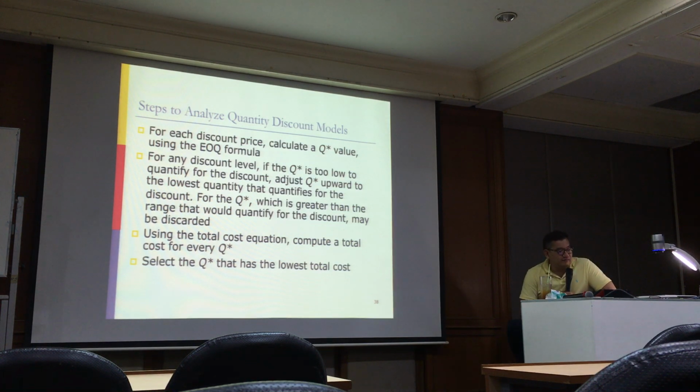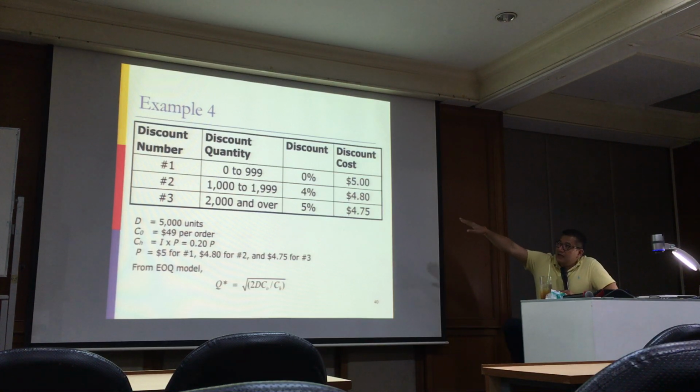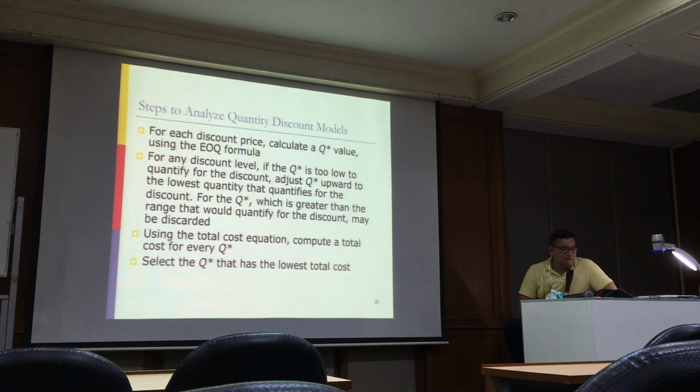First, we base it on the discount, as I mentioned, where there are discount ranges. For example, in this case, if you order up to 999, you get no discount. If you order 1,000 to 1,999, you have a 4% discount. If you order 2,000 or more, you get a 5% discount. So the step is that for each level of the discount price, you just calculate Q star from the EOQ model, or use Q from the formula of the EOQ model.